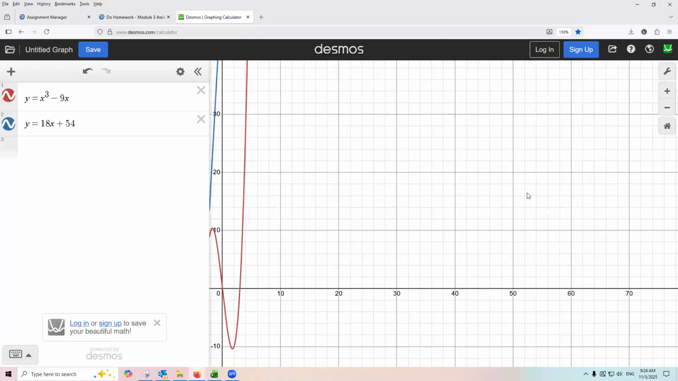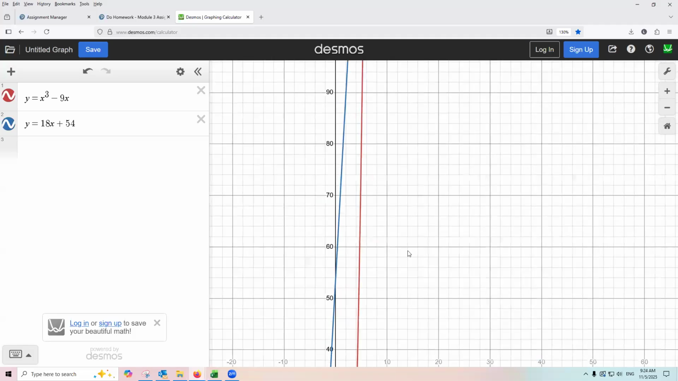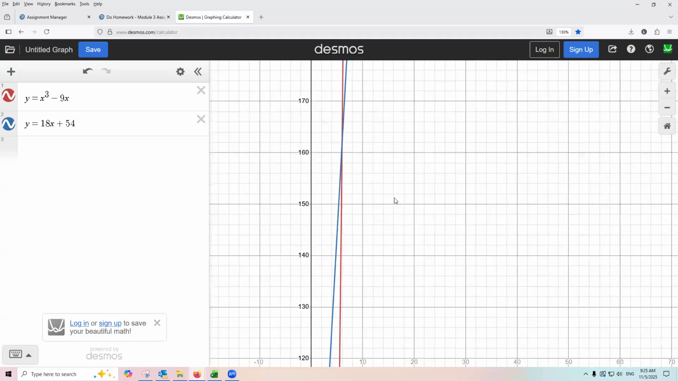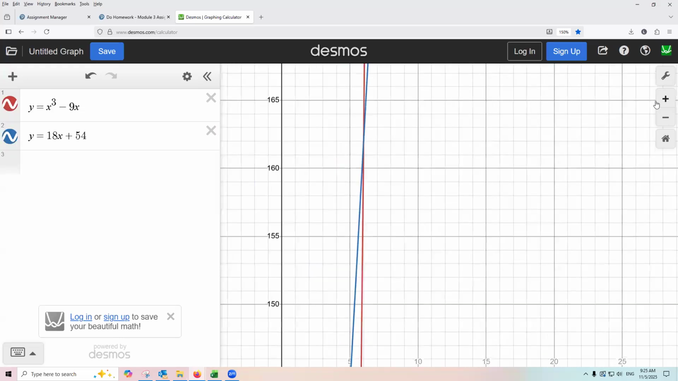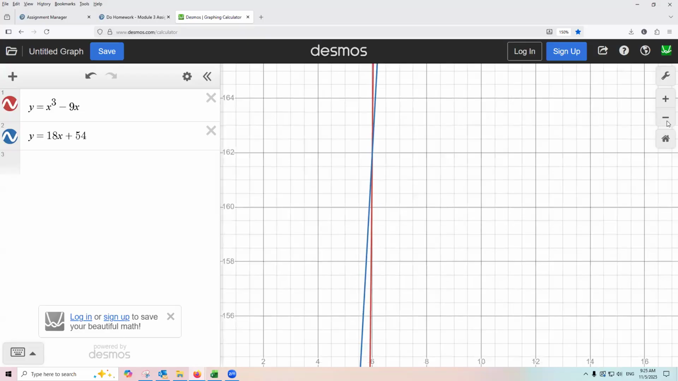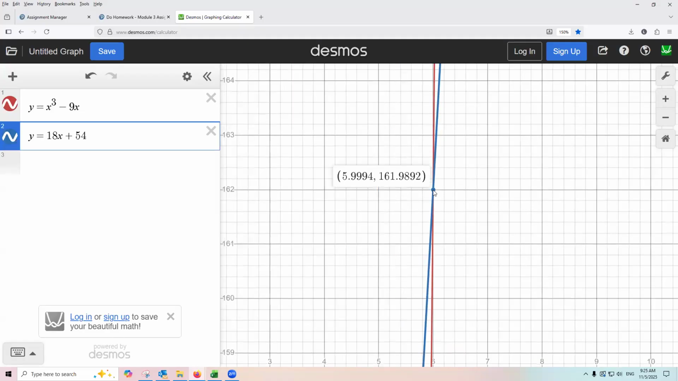And so let me scroll up. Here's -3, 0 that we know about. But we want to find this other point way up here where the two graphs intersect. And if you notice, it's going to be right here. I'm going to zoom in to make it a little more obvious where the two lines intersect. So I think you can see the intersection point is right here. And it's a little hard to see, but 6, 162 is going to be the answer.